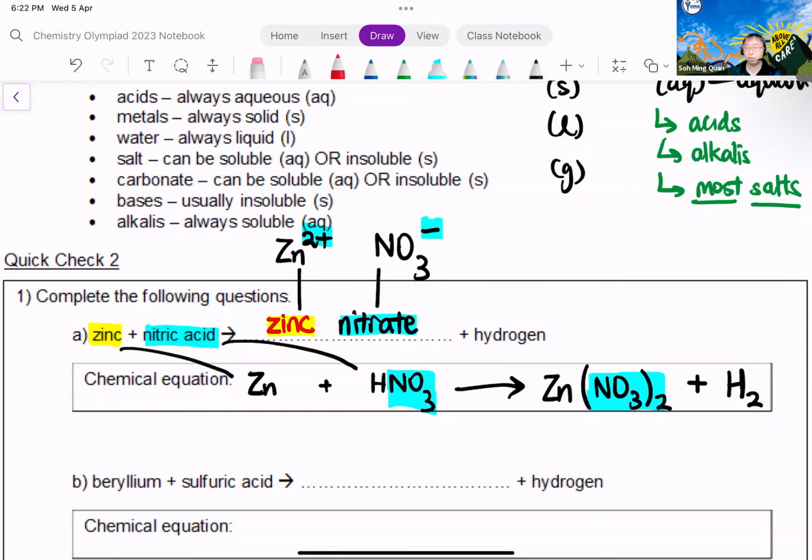Okay, if not, maybe we can get Junhon. Junhon, can you also add, where will we add a number to balance this equation? You can type in the chat or you can just unmute yourself.